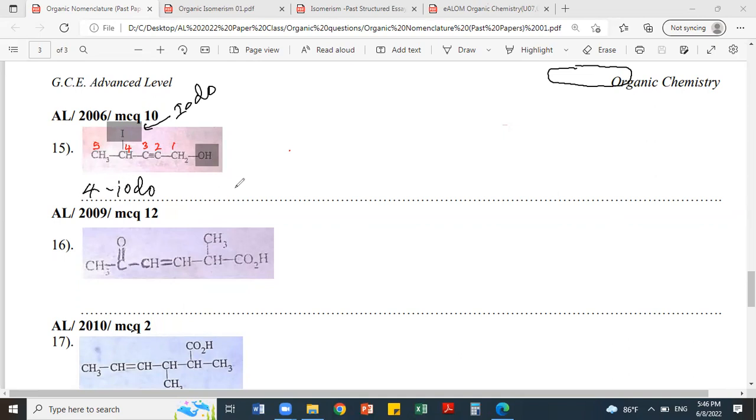And everything you can write in simple, no problem. No need to start with a capital letter. So 4 iodo. After that, then is pent. Why pent? 5 carbon. No space. Iodo and pent, no space. 4 iodo pent. Triple bond now we have to indicate.